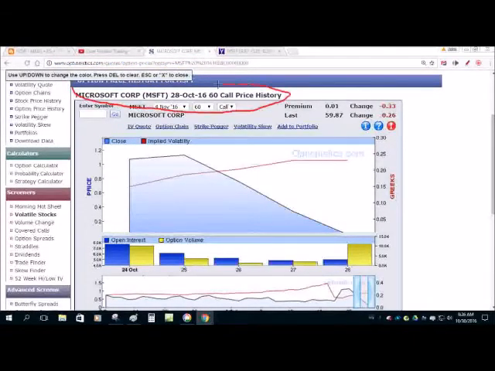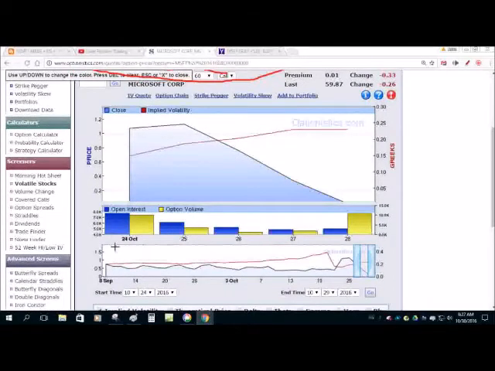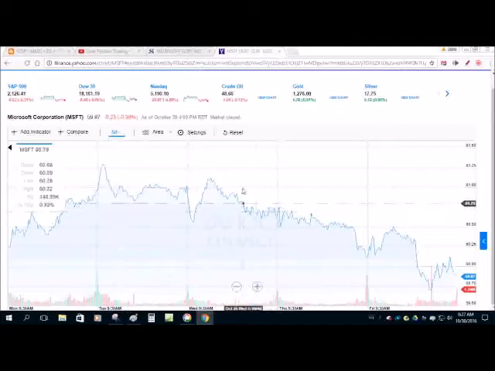I picked the 60 to expire on the 28th, and I got 50 cents for it at the time. So look at this. This is Monday, this is Tuesday, and so on. You can see as Friday happens, time's running out of the option. So right about here on Tuesday, this option is about, I want to say, $1.19 at this point here.